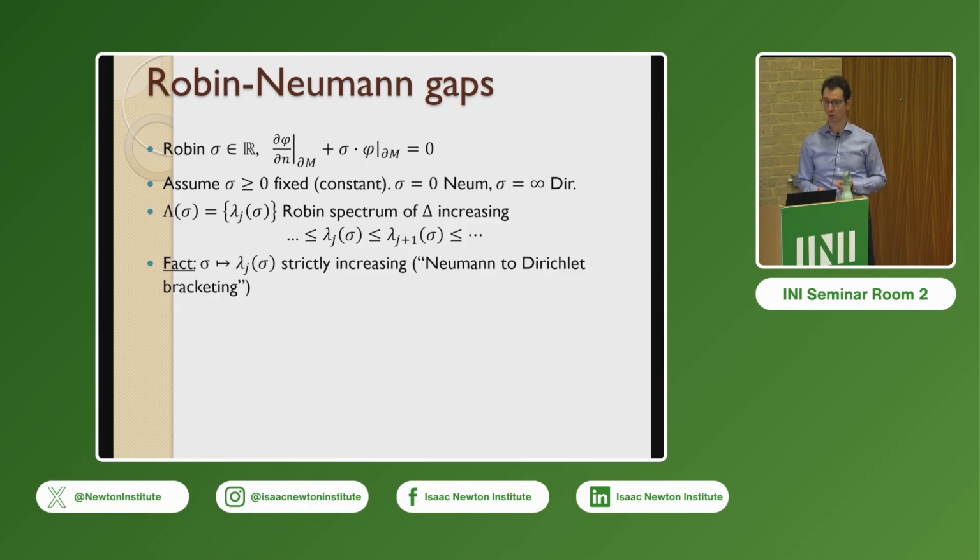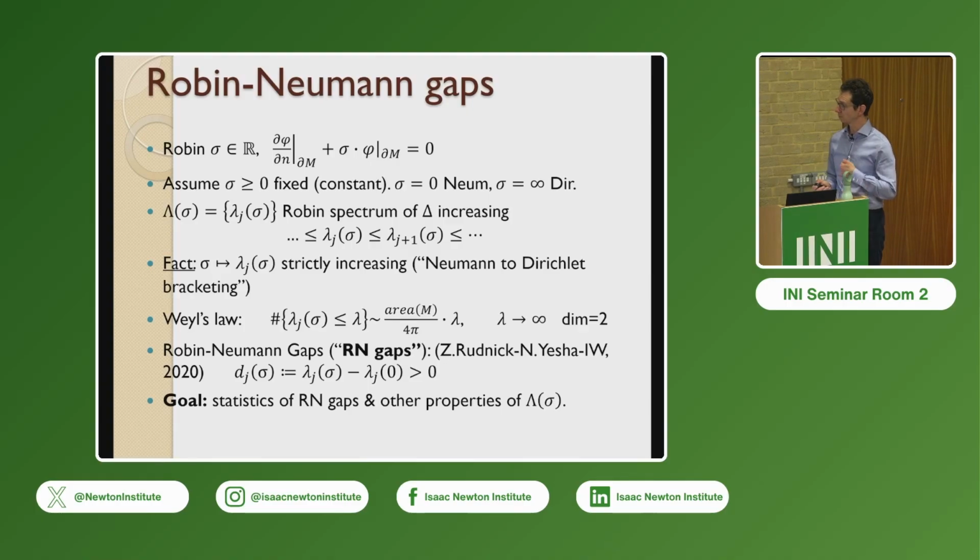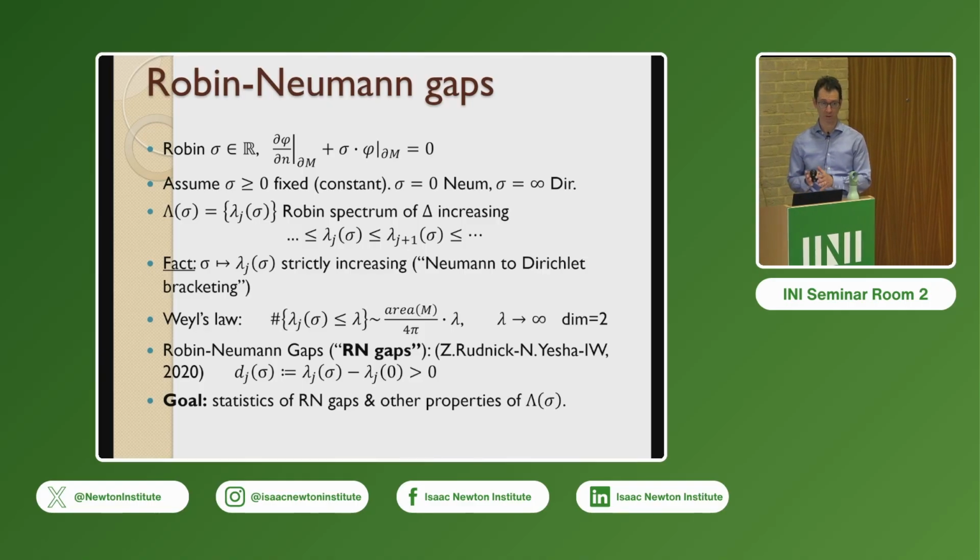The technique to prove it is called the Neumann to Dirichlet bracketing. And then whatever sigma is, we have the Weyl law, which does not feel the Robin boundary condition. The first term is the same no matter what sigma is. The number of eigenvalues smaller than or equal to lambda is asymptotic to lambda times this explicit constant, area divided by 4 pi. And it doesn't matter what sigma is. So the first term of Weyl's law does not feel it.